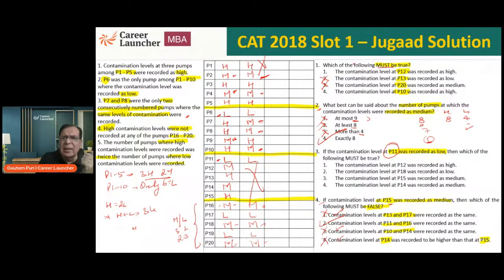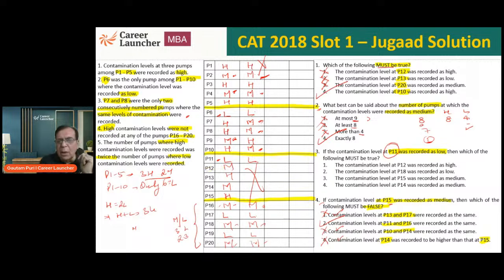3 करेंगे. 1 कर लेते हैं पहले. Okay. The contamination level of P12 was recorded as high. In the last question, we recorded it as high. Now, what does it say? P12, not 11. P12, galat aa gaya na. In one case, it is wrong, so it cannot be true in all cases. That means question 1 ये गलत है. Question 3 और 4 के भरोसे question 1 हमने solve कर लिया.